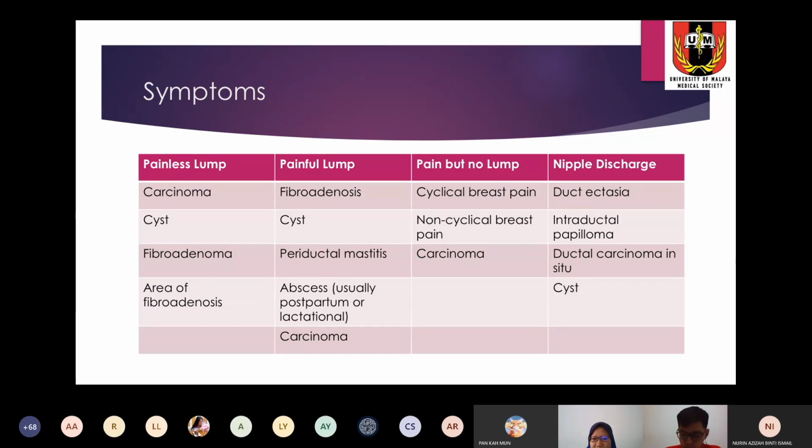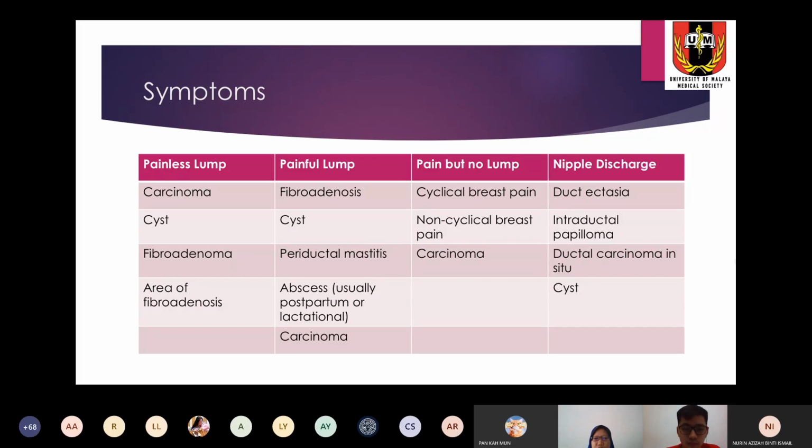I see. One last thing about the benign conditions. From what I've read, a breast cyst can present as a discrete lump, but a fibroadenoma can also present like that. What would be your go-to method to differentiate between these two, doctor? Okay, I'll give you a very simple way for you to memorize all these things.